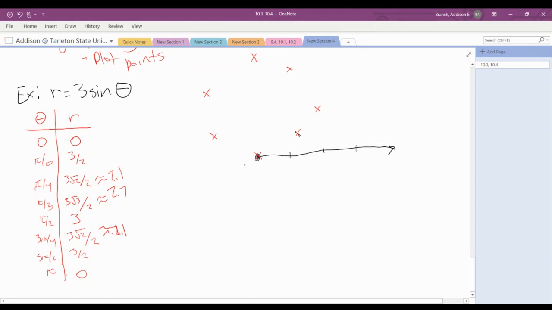All right, so now let's connect what we have, since it does look like we have a pretty clear shape now. This is pretty ugly, but it's okay. So this graph is actually going to be a circle with a diameter of 3 going straight up.